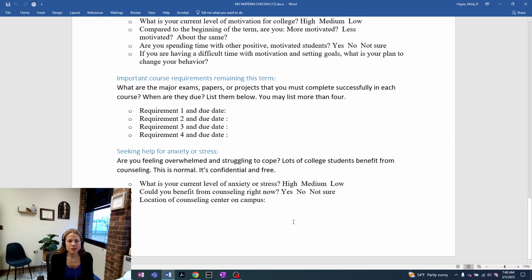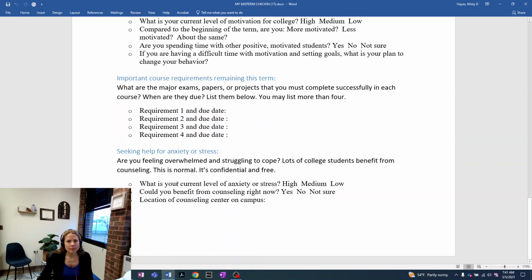And then lastly, we finish out the midterm reflection, thinking about your anxiety or stress, right? Are you feeling overwhelmed? Are you struggling? Thinking about maybe what's causing that. It's always good for you to reflect on your mental well-being, right? What is your current level of stress? Is it high, medium, low? Thinking about counseling, maybe talking to your friend or a counselor. Do you think you could benefit from that?